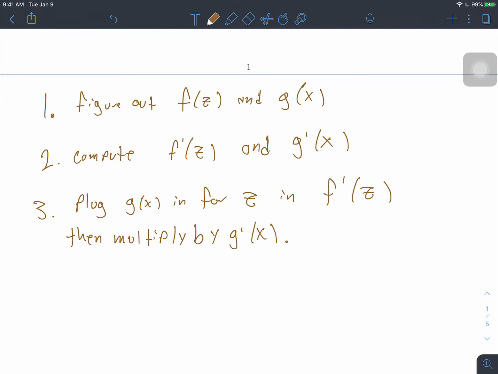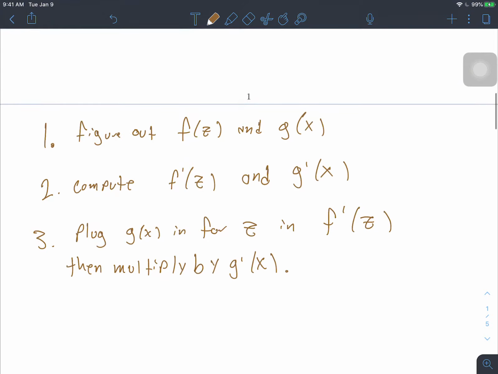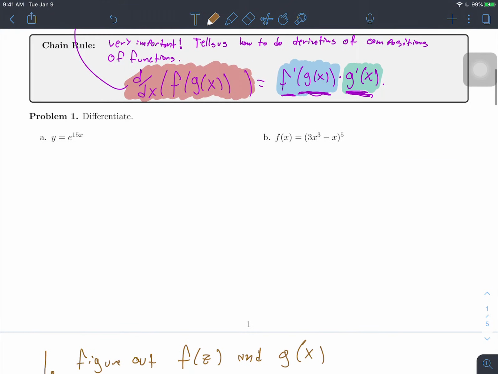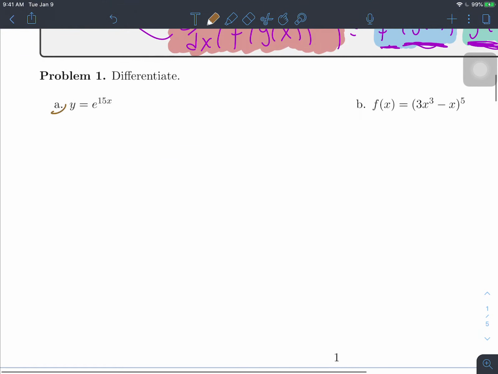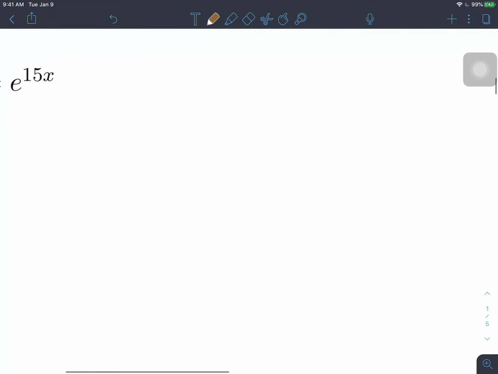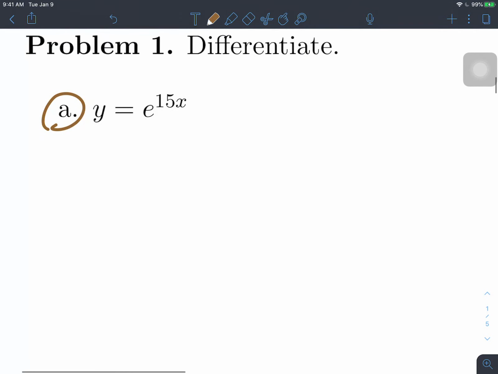These are the 3 steps to a chain rule problem. So, the first step is to figure out the outside and the inside functions. Let's do that for this equation, y equals e to the 15x. First, I start with the inside function. Are you squinting to see the board, or are you confused? No, I'm squinting to see the board. Should I zoom in a little bit? Is that better? Okay. So, e to the 15x. My goal first is to figure out the inside function. I always start with the inside function and work my way out.